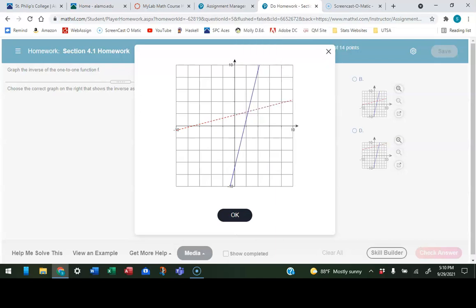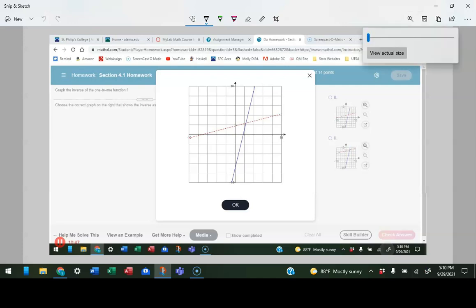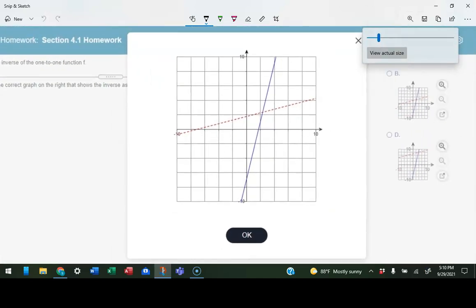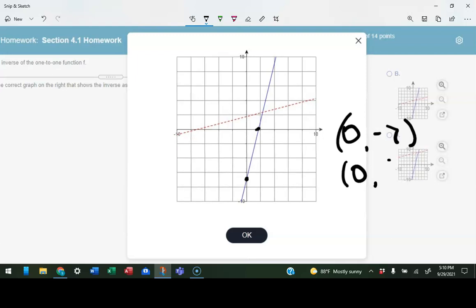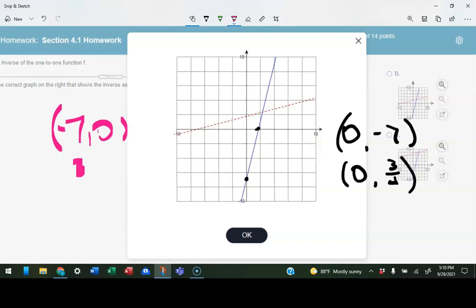So here is the point. What just happened? Here is the point. I keep forgetting to zoom in. Here's the point 0. What point is that? 0, -7. And then I've got another point that we can find. This looks to be about 3/4. So 3/4, 0. And so let's flip-flop those. If I've got 0, -7 and 3/4, 0, and remember those are kind of approximate.